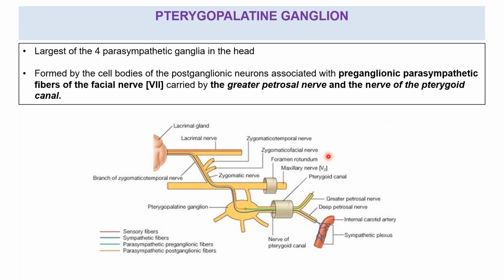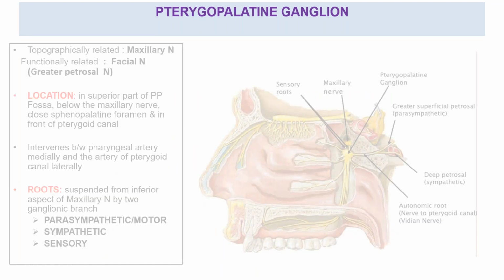It is the largest of the 4 parasympathetic ganglia. One of the parasympathetic ganglia which we have covered was the ciliary ganglion, when we did the orbit. So this is the largest among all. It is formed by the cell bodies of the postganglionic neurons associated with the parasympathetic supply fibers of the facial nerve, carried by the greater petrosal nerve and the nerve of the pterygoid canal. I'll come to this point in a subsequent slide.